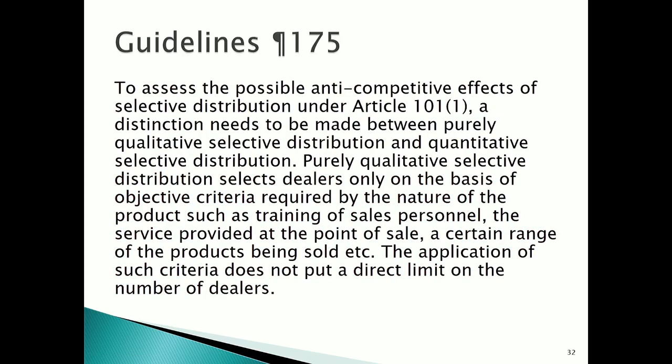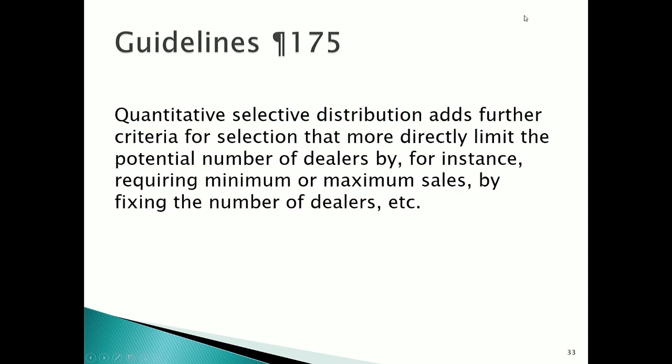the Commission expands on its interpretation and says that the qualitative nature is, for example, training the sales personnel, or a certain range of products, but it's not a direct limit on the number of dealers. You also cannot disguise quantitative criteria by requiring, for instance, minimum or maximum sales, or fixing the number of dealers. Yes? Yes, is that kind of behavior anti-competitive?